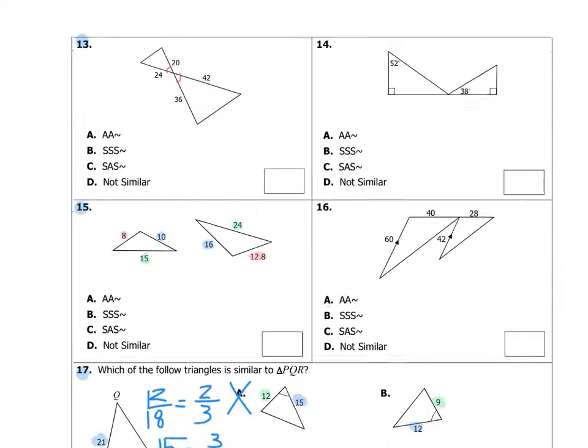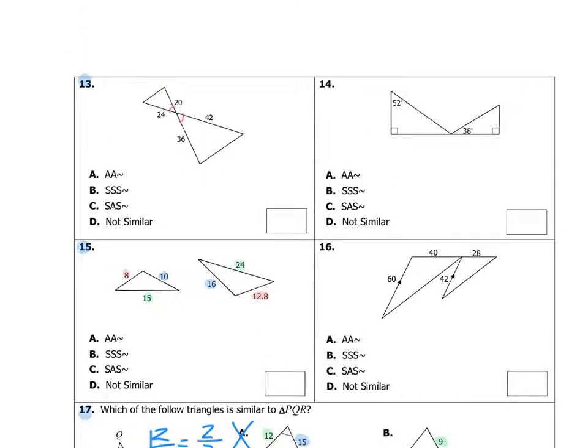On to the next page. Let me scroll up here. Same thing in 13 as we just did in 11. Again, your choices are here. I've helped you out a little bit. When you're checking sides, you got to check the ratios. Both sides have to have the same ratio. If they don't, then it's going to be not similar.